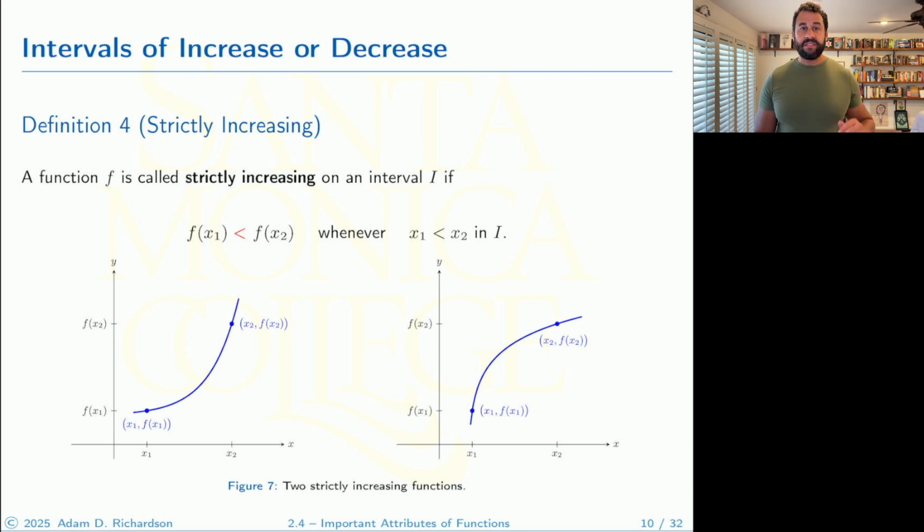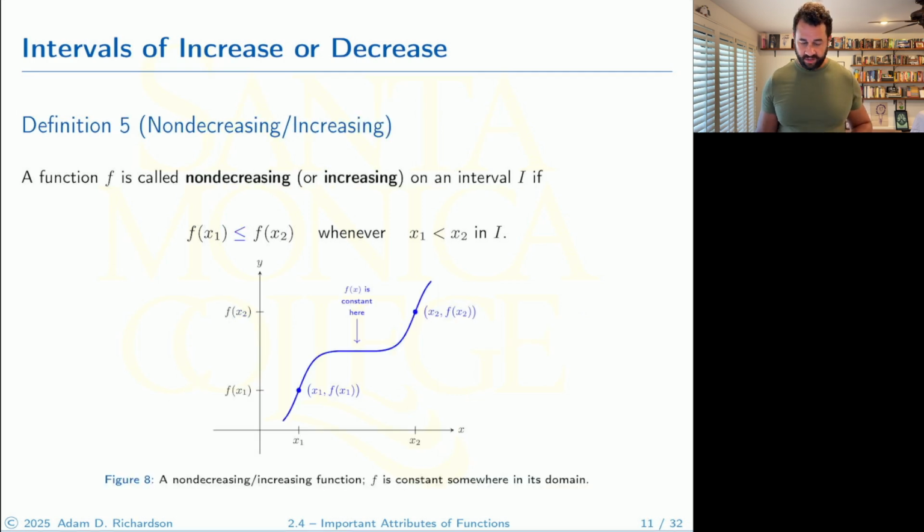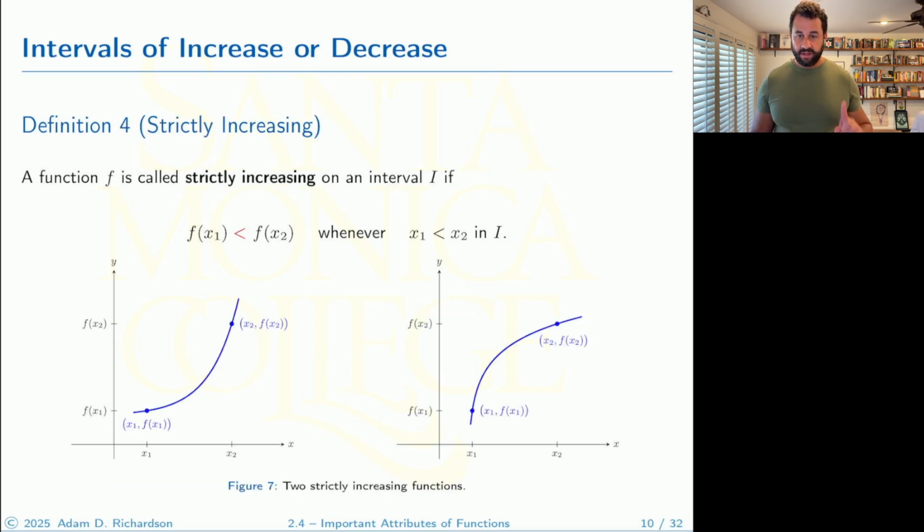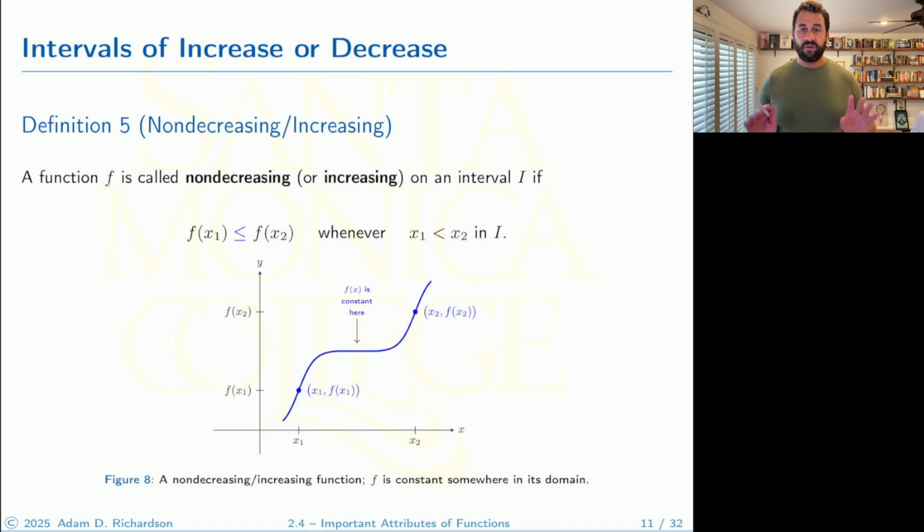Now, compare this definition, strictly increasing, to this one. This is a function that we call non-decreasing or simply increasing. All right, so a function is called non-decreasing or just simply increasing if f of x1 is less than or equal to f of x2 on that interval. So it's the lack of strictness that makes this just simply increasing, right? So let me flash back and forth for a sec. Strictly increasing means this is a strict inequality between the outputs. Increasing or non-decreasing means it's not a strict inequality.